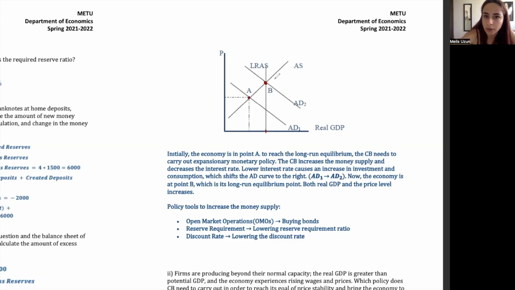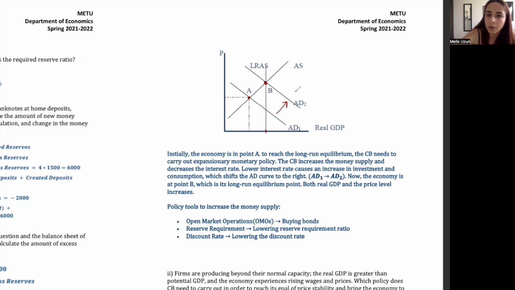So to reach this point, the central bank needs to carry out expansionary monetary policy. That means the central bank needs to increase the money supply and decrease the interest rates. Why? We need to shift the aggregate demand curve to the right. If the central bank lowers the interest rate, it will increase consumption and investments. So we can shift the AD curve to the right.